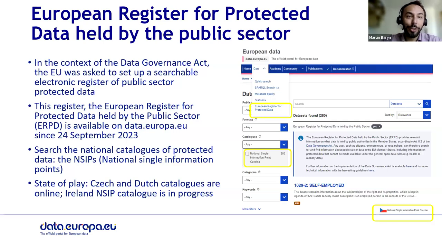It contains, as the long name says, more or less, a register of the data which is held by the public, but which is not open. So it is protected data, but thanks to this catalog, anybody can check the existence, at least in those countries which are already plugged to our system. And then on the basis of this, there can be, of course, a request to access done to the appropriate authorities. Next slide, please.